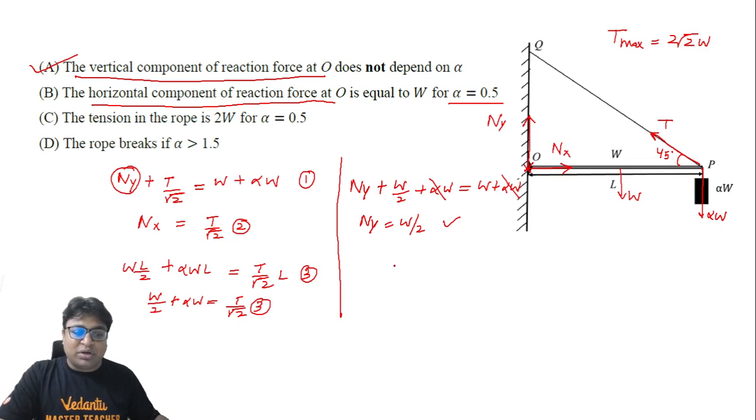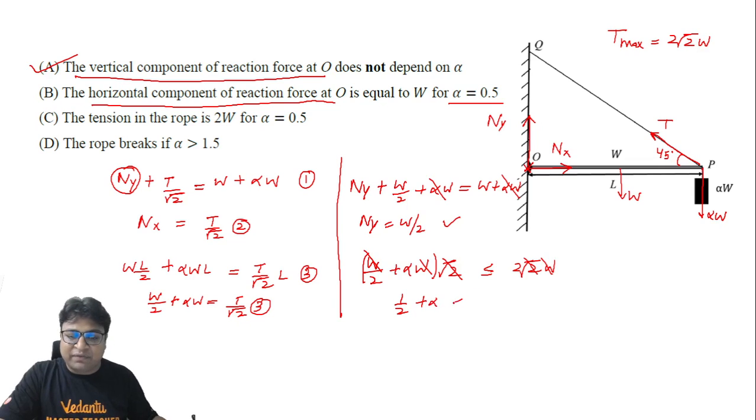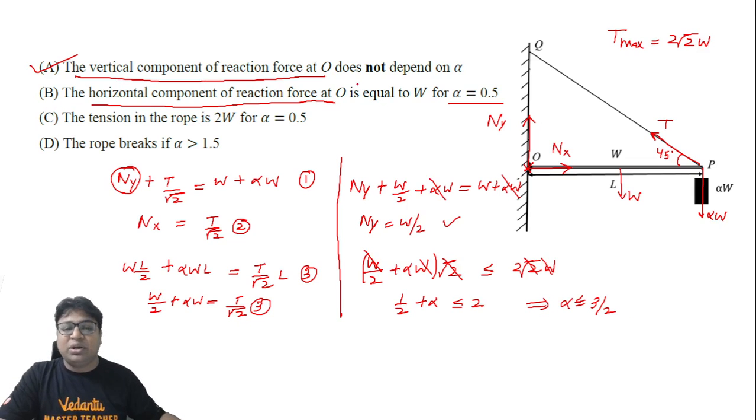Tension can have a maximum value of 2 root 2 W. So I can say that W by 2 plus alpha W from equation number 3, multiplied by root 2, is tension. So it must be less than or equal to 2 root 2 W. Now from this, W and W get cancelled, root 2 gets cancelled. So we end up writing half plus alpha must be less than or equal to 2, which basically means that alpha should be less than or equal to 3 by 2. Since option B talks about a value of 0.5, which is less than 3 by 2, of course it's an allowed value of alpha.